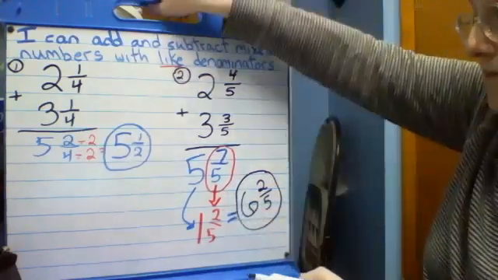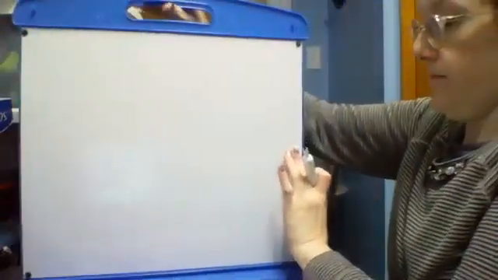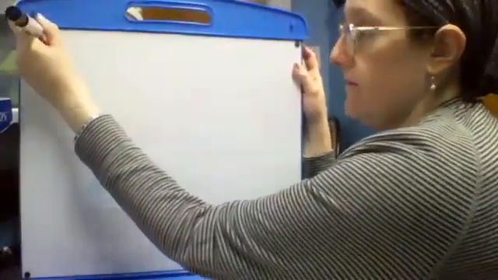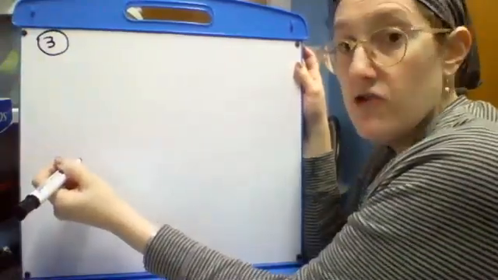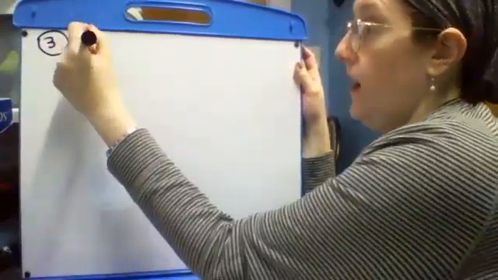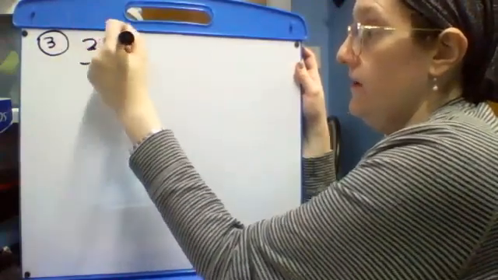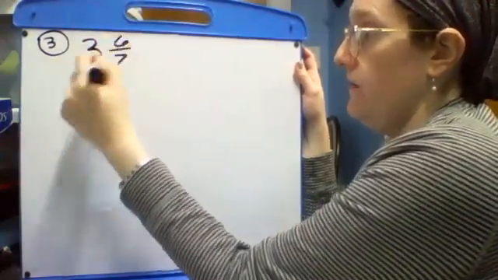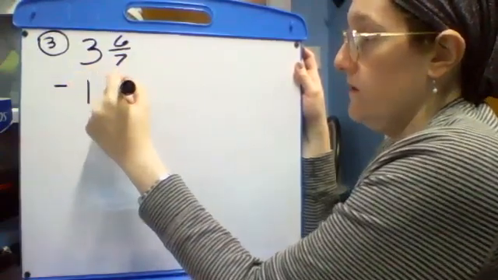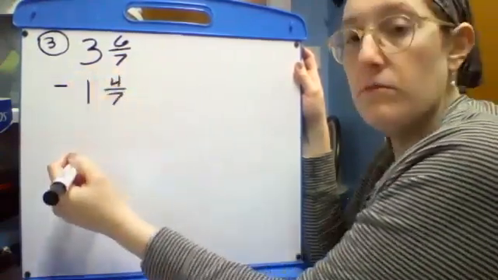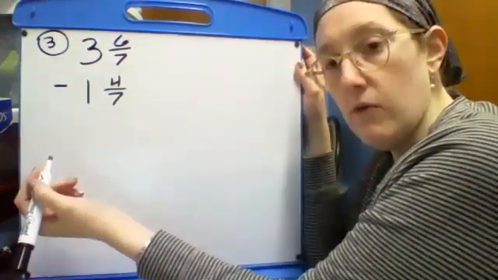Let's do another one. Here's number 3. Number 3, let's try a subtraction this time. I'll have 3 and 6/7 minus 1 and 4/7. Right now, pause the video, try it on your own.